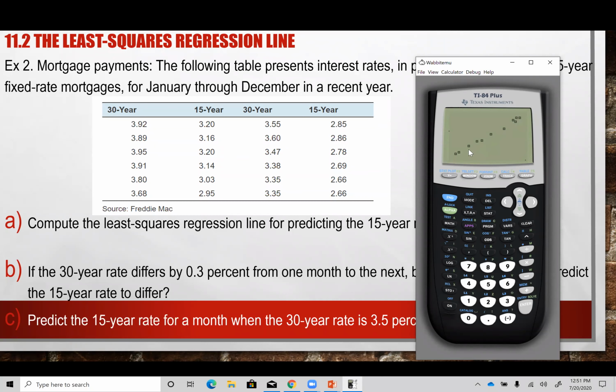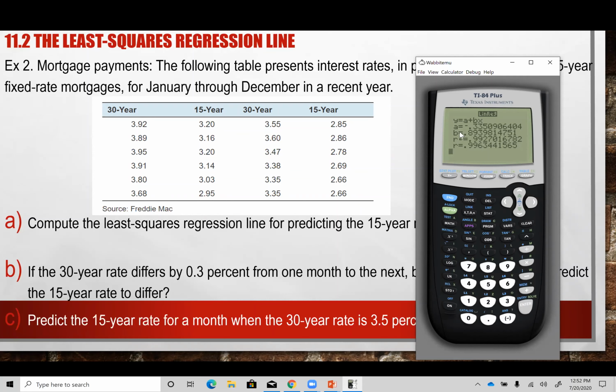If you look at your output, for those of you with the 83, you have to type L1 comma L2. And the R right here is 0.996, which is a very strong positive relationship, right? This tells us that all of our points are on a straight line. But to go back to our problem, how do we come up with this equation or this regression line?